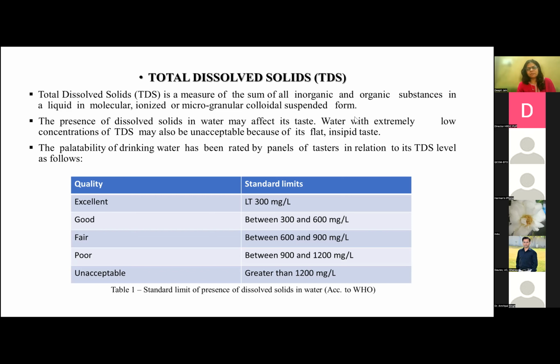And if it is more than this, then till 900 our body is able to digest those things and adjust with that TDS. But if it is above 900, then again it is very harmful. So we should not go for a very low limit of TDS. This is what I want to highlight.